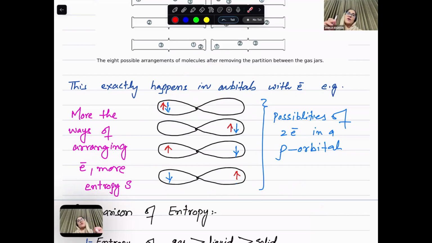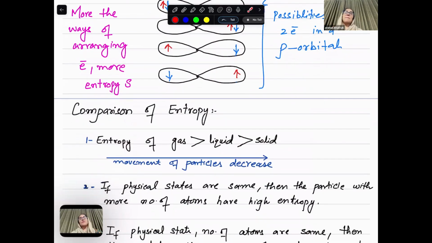Right? Now, we are going to compare entropy. When we compare entropy, the first thing, entropy of gas is more than liquid, so obvious. The entropy of the gas would be more, the disorder in gas would be more than in liquid. Why? Because the movement is more random.